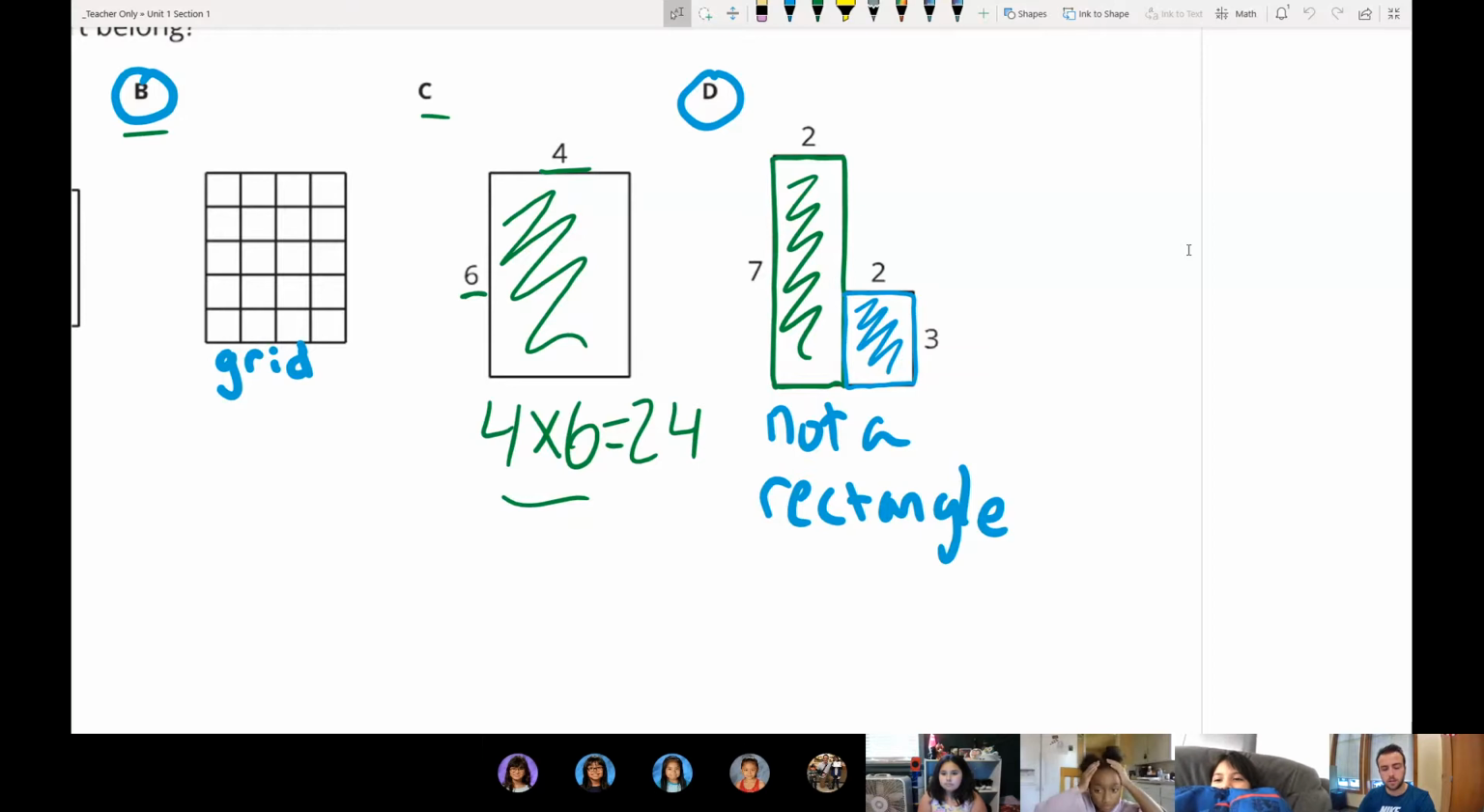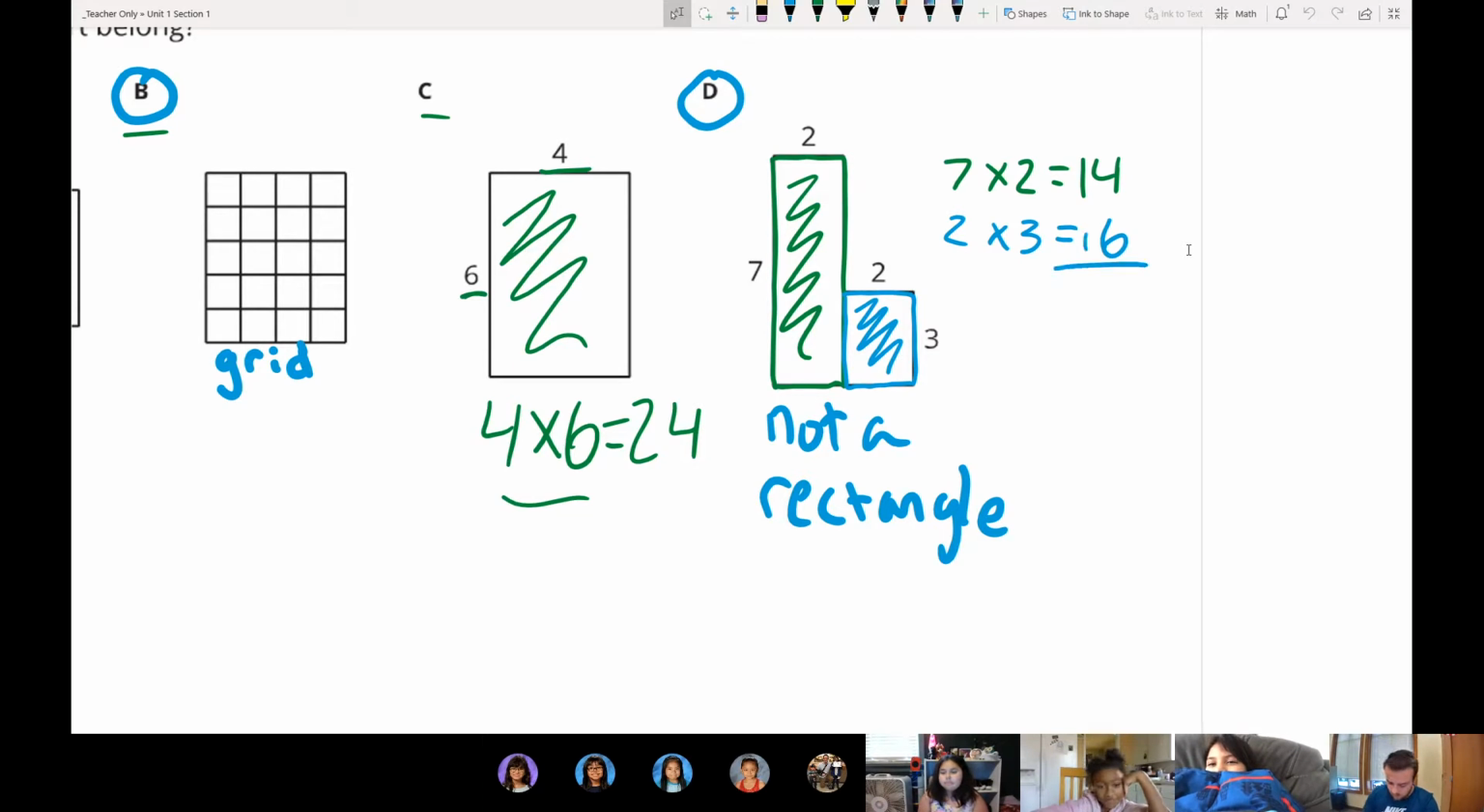Okay, let's find the area of the green one first. 7 times 2 equals 14. Mm-hmm. Okay, and what about the blue one? 2 times 3 equals 6. Okay, now what do we do? You add 14 and 6. You add them together, and what do you get? 20. Yep, you get 20 units.